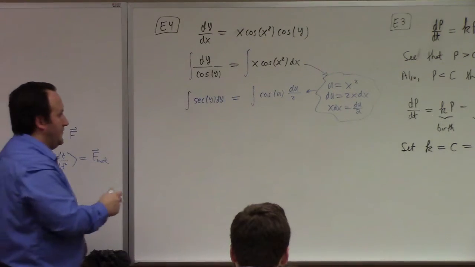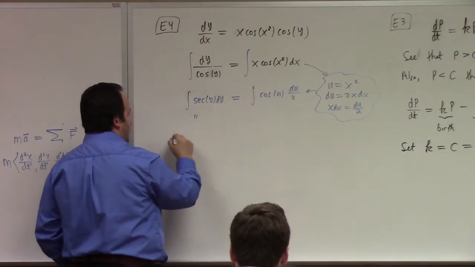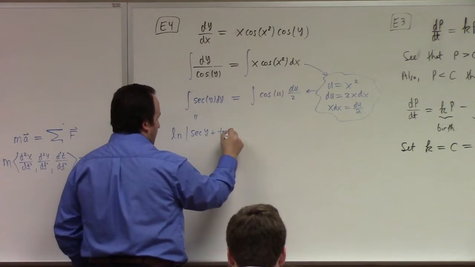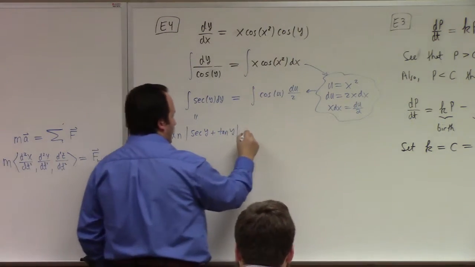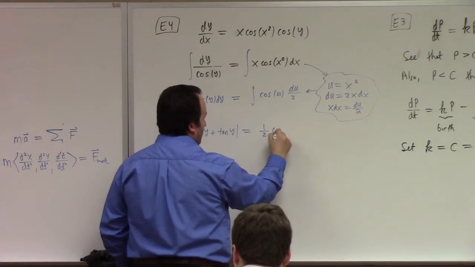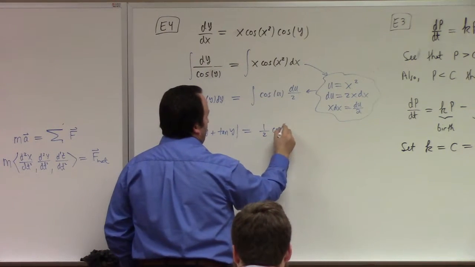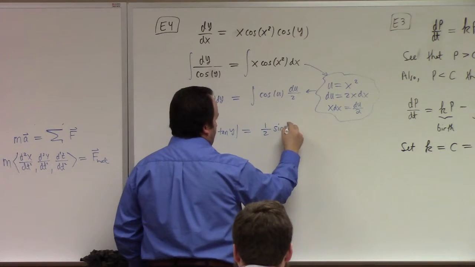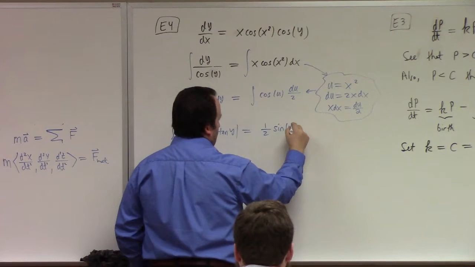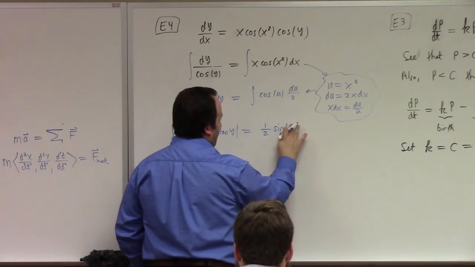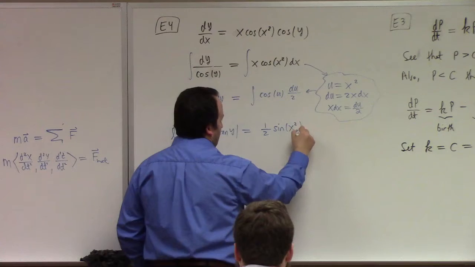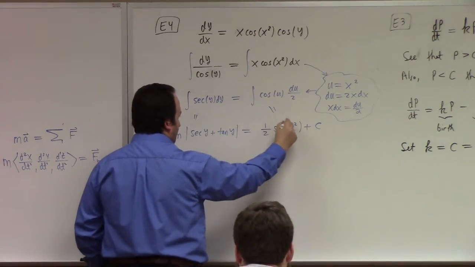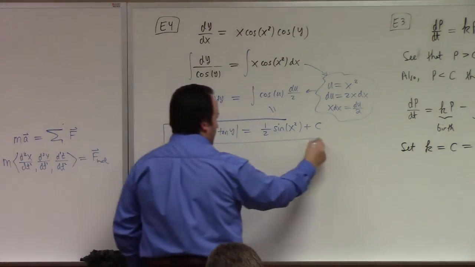Now secant y, maybe you remember, this integrates to give us natural log, the absolute value of secant y plus tangent y, and that's going to be equal to 1/2. Oh, I can't do math. What's the integral of cosine? Sine, yeah. 1/2 sine of, well, I guess I can put u back. You guys will follow me. Sine of x squared plus a constant. There you go. That is the answer.